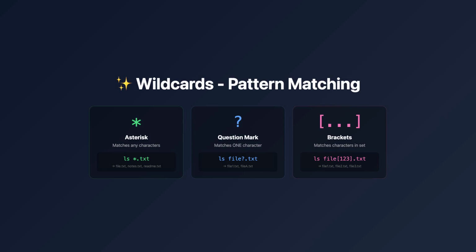Square brackets match specific characters in that position. ls file[123] matches file1, 2, or 3. Wildcards work with any command: ls, cp, mv, rm, and more.